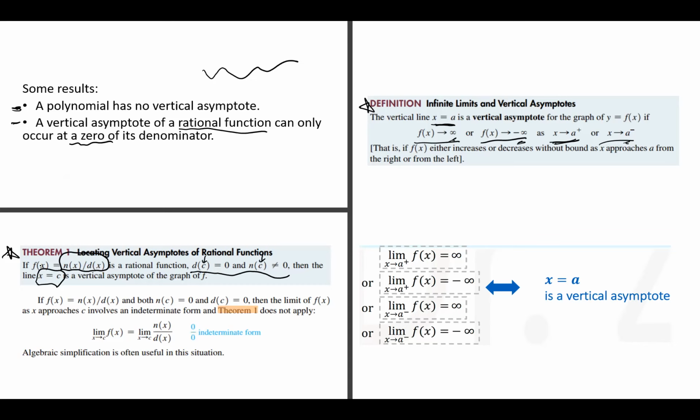So what happens if both are 0? If n of c is 0 and d of c is 0, then we know this is going to be an indeterminate form, and this theorem does not apply. So what do we do in this case? Based on the last lecture, we apply algebraic simplification so that we cancel out potential common factors, and then calculate the limit.